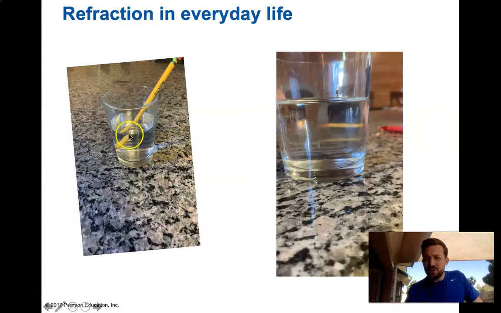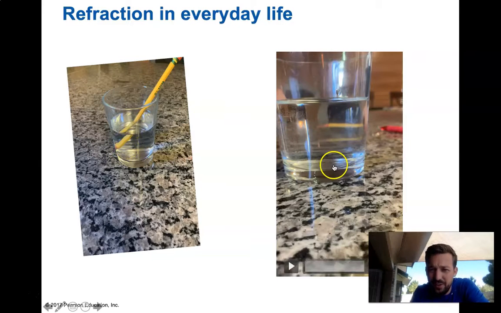You guys have seen this sort of thing with a glass when you put something like a straw inside of it. You can see the straw gets cut in half when you're looking at it, and that's the refraction occurring. That's light being bent as it goes into the water, or also when it comes out of the water.